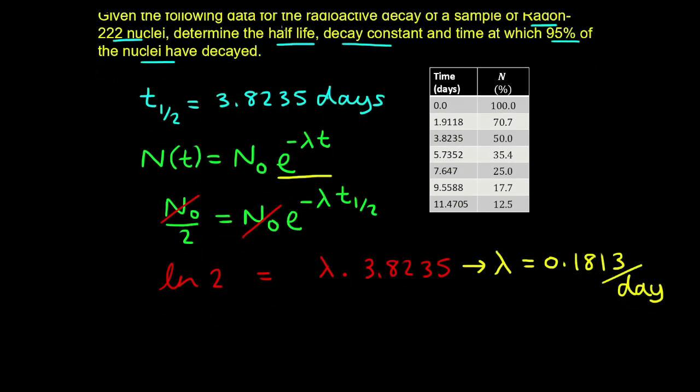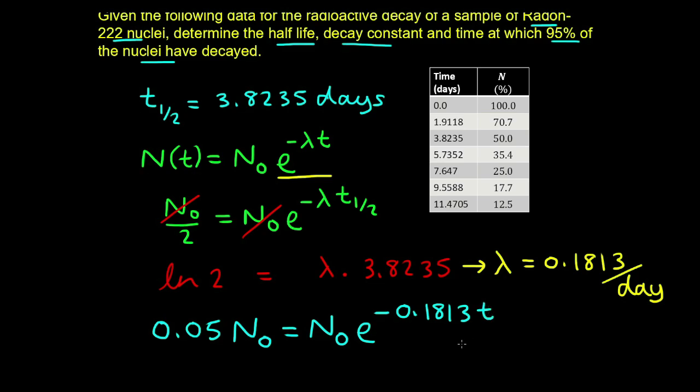And when 95% of nuclei have decayed, we have 5% of the nuclei left over. So on the left hand side, we have 0.05 by n0 is equal to n0 by e to the minus lambda t. So we determine the decay constant multiplied by the unknown time t. So if we cancel out n0 and solve this equation, we get the time as around 16.5 days.